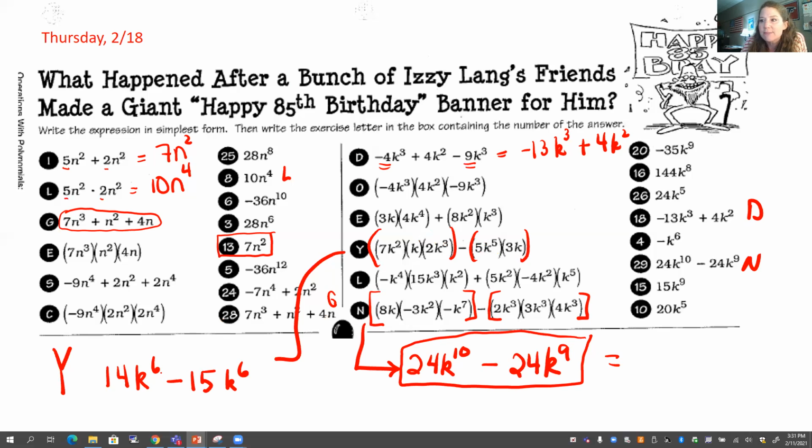Well, the k to the 6th make these like terms. So basically, we're just thinking, what is 14 minus 15? So the answer is -1. So -1 times k is -k to the 6th power. So 4 goes with the letter Y.